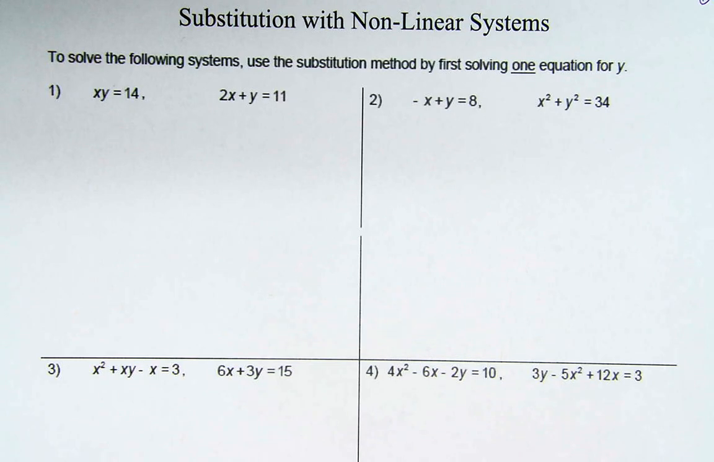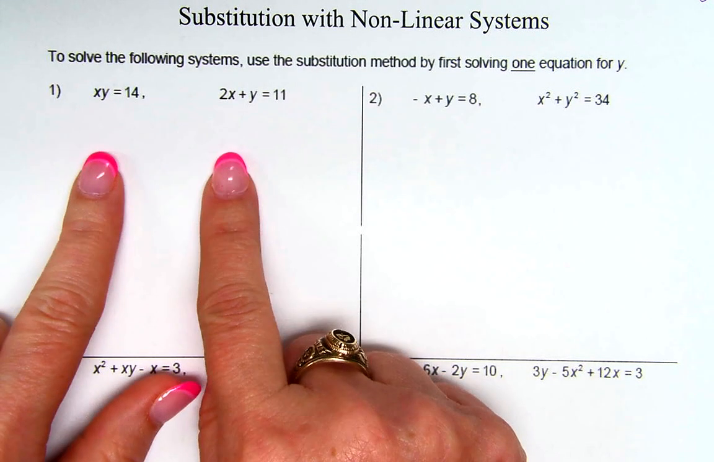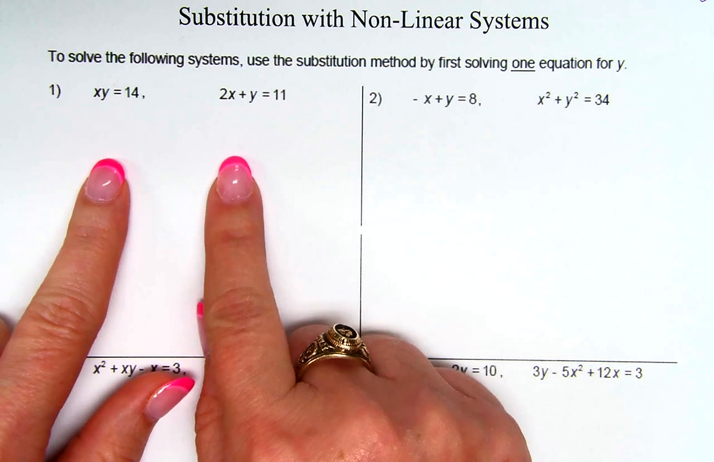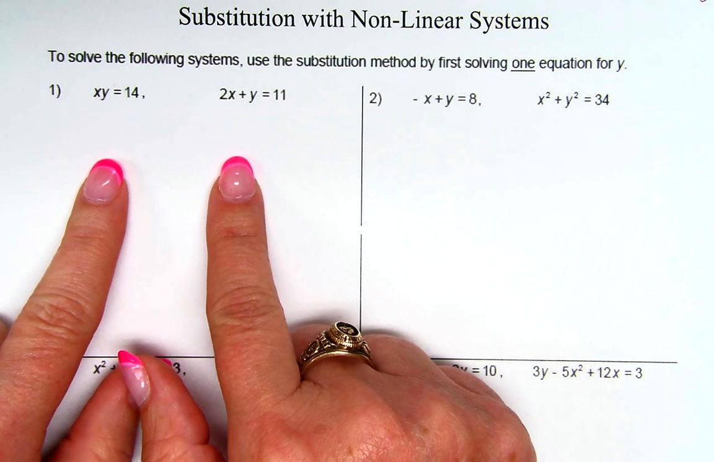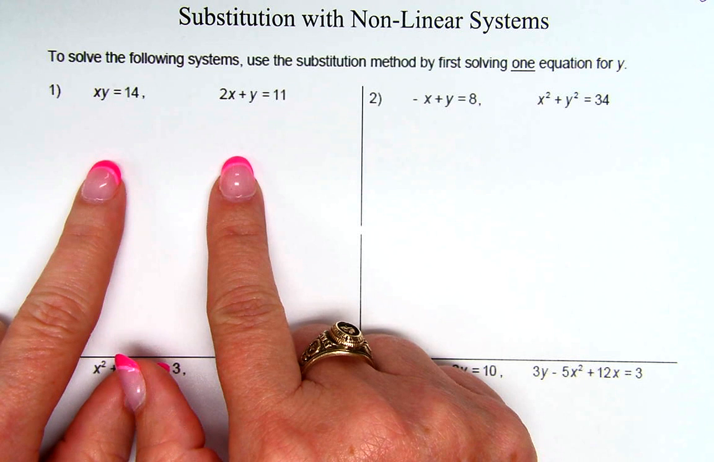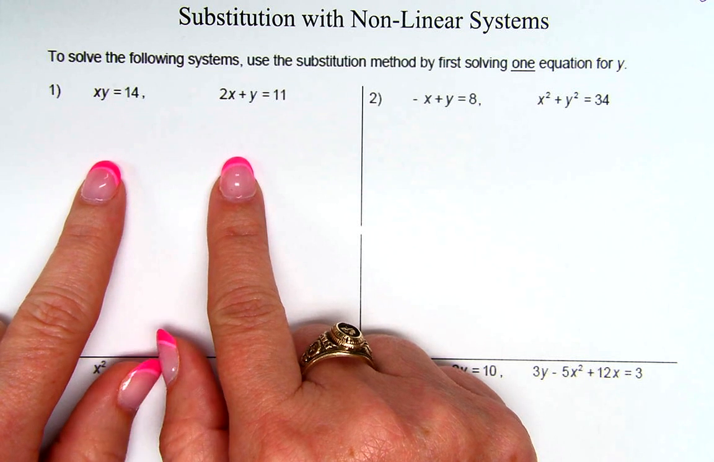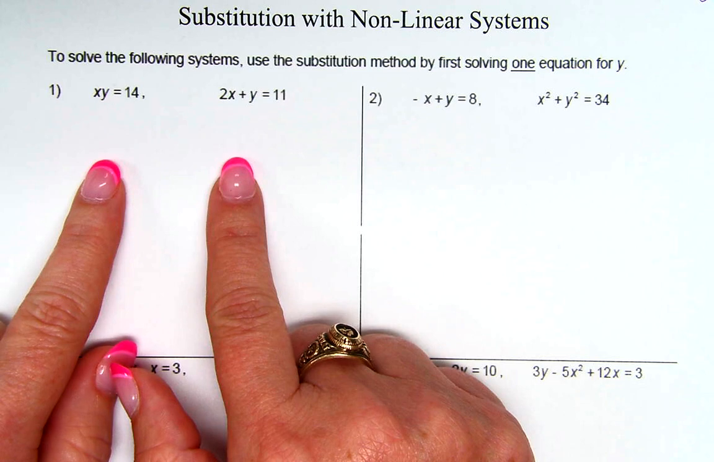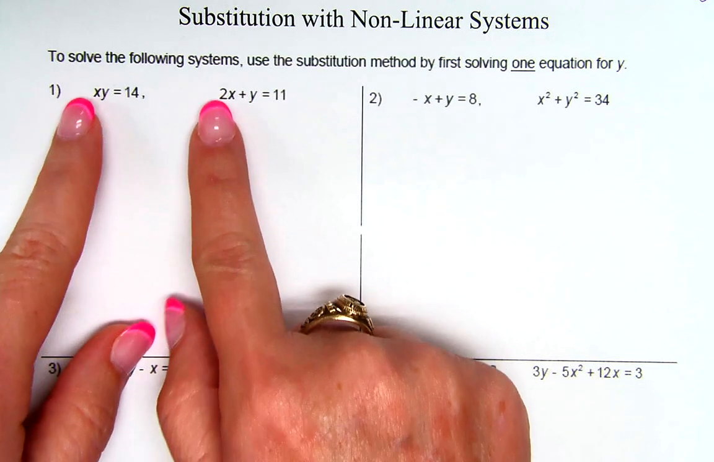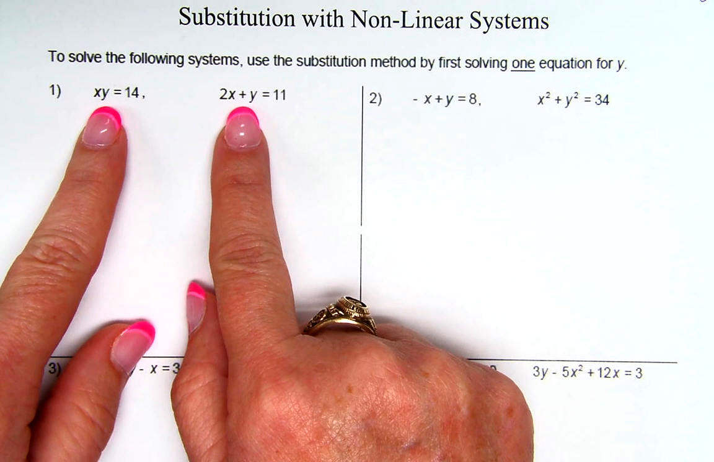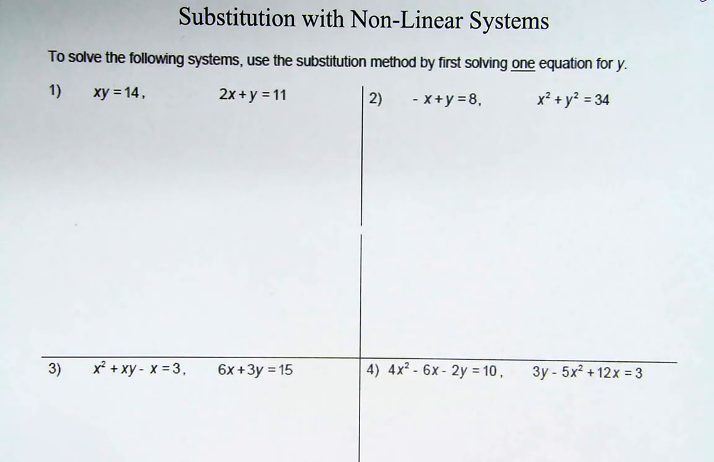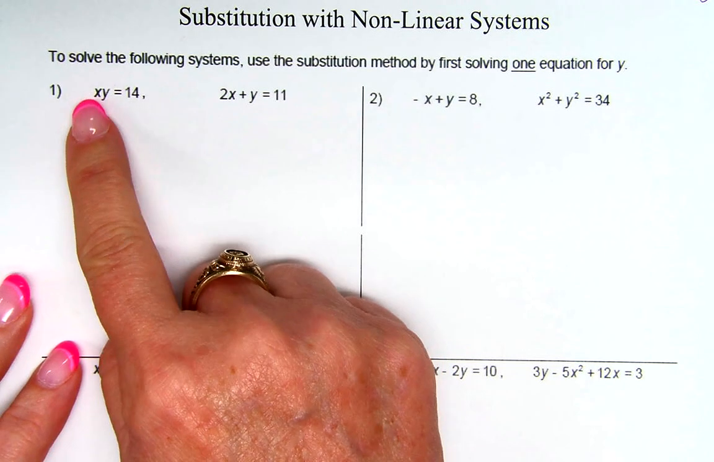We talked about this back when we did linear equations, but I want to talk real quick about it with nonlinear systems. Okay? So if we're looking at problem number 1, which of these variables do you think would be the smartest to solve for? So, am I allowed to solve for any variable? Yes. Okay. Are there smarter variables to choose? Yes. Okay. There are smarter variables to choose.